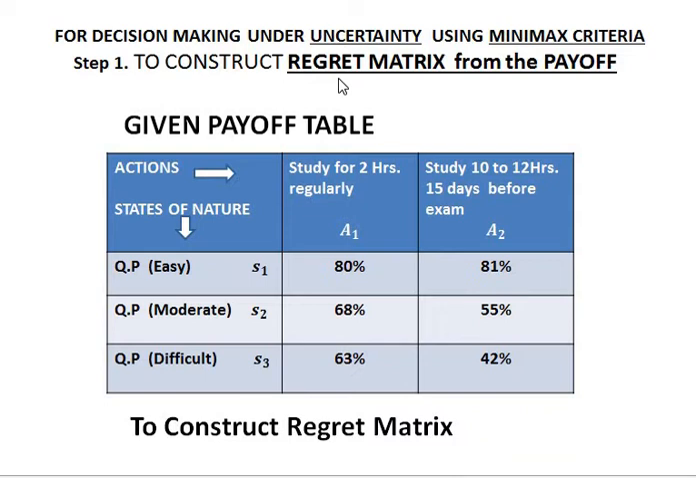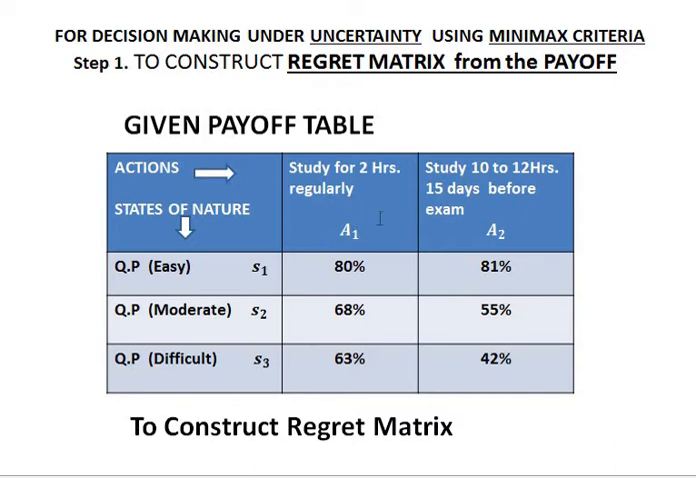Here also, as a number of actions are available, we will be finding the regret value for every action with each state of nature, and all those regret values we are going to incorporate in the form of a table known as the regret table or regret matrix. Now I will explain how to find the regret value. So once again, go with the same problem.